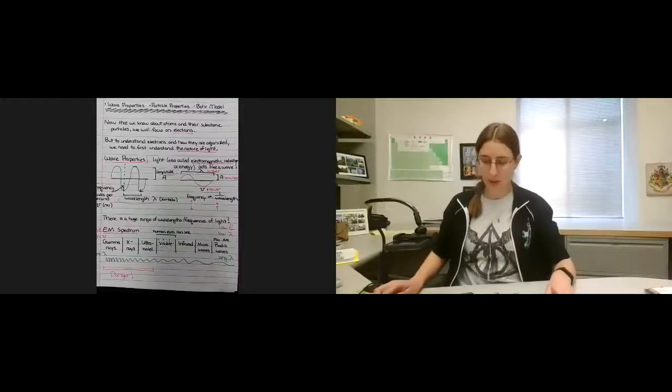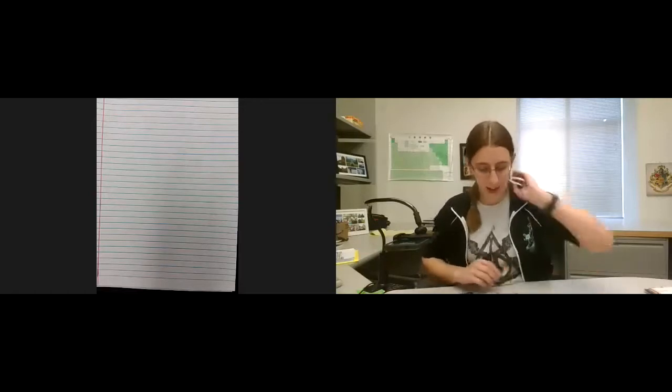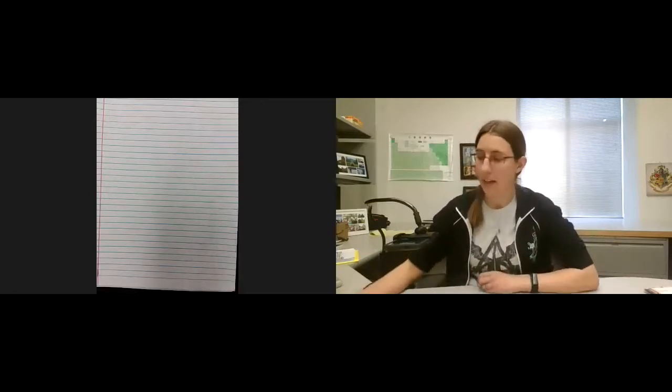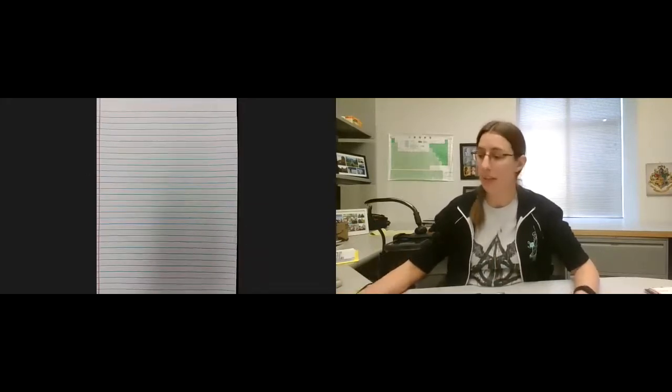Okay, so we've talked a little bit about frequency, wavelength, amplitude, and the different types of waves, names that we've given them in the electromagnetic spectrum. And now we're going to move on to the speed of light, because every wave has a particular speed, and light waves have a characteristic constant speed.